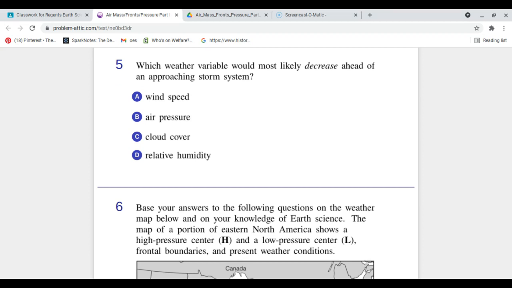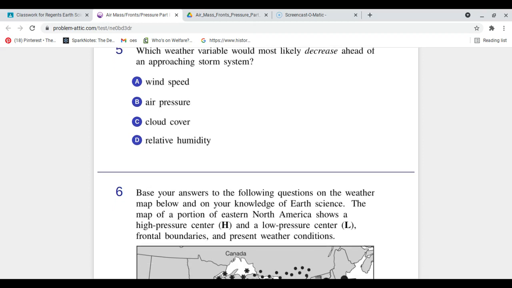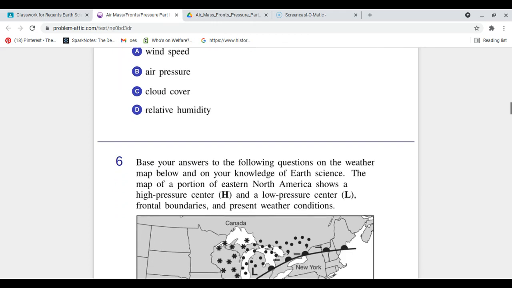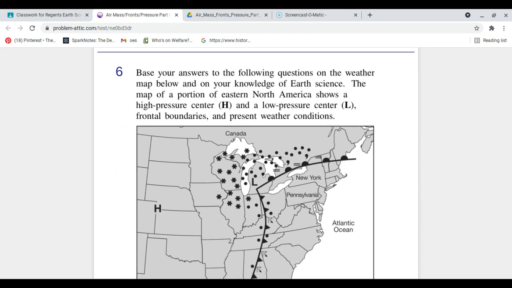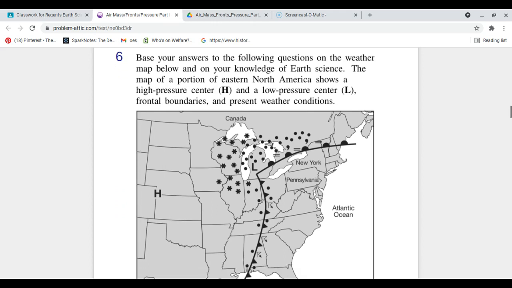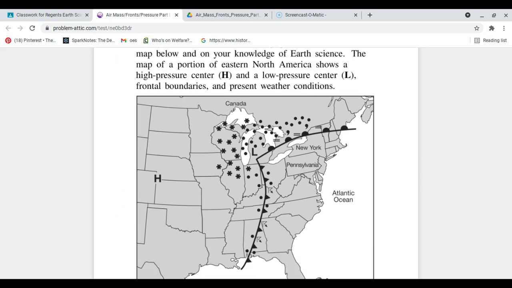Number 5. Which weather variable would most likely decrease ahead of an approaching storm system? What would decrease ahead of an approaching storm system? Make your best judgment on that. Something would decrease. Definitely would not be cloud cover, right? I would say it's not C or D. Okay. Are you guys good with that one?